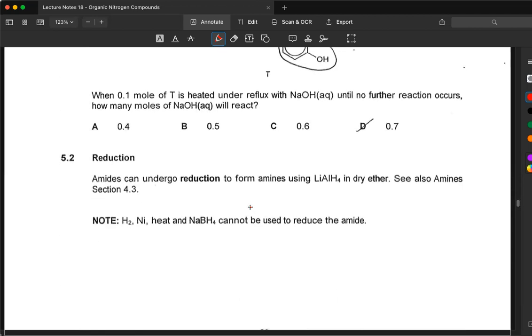Amides undergo reduction to form amine using lithium aluminum hydride and dry ether. So we cannot use sodium borohydride or even hydrogen to reduce amide.